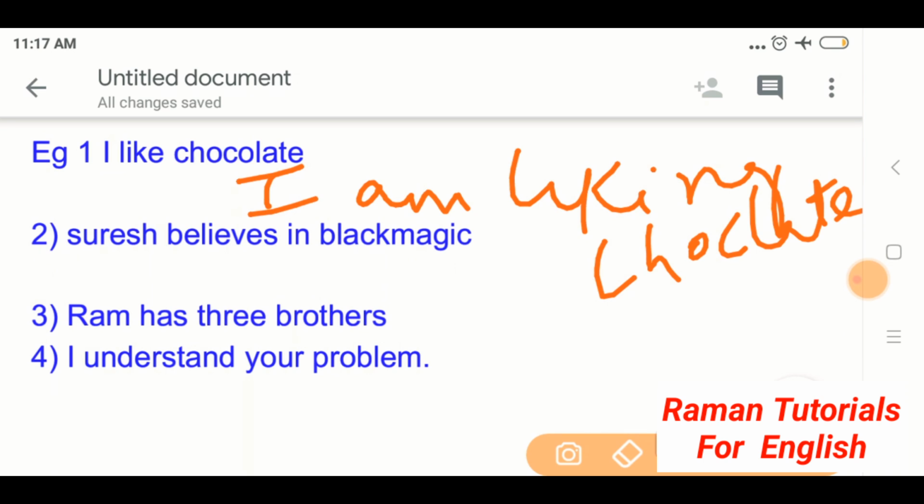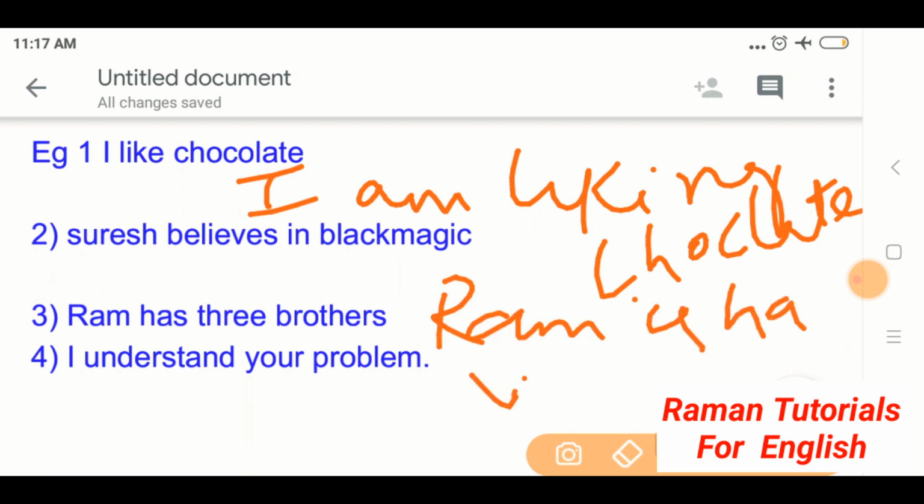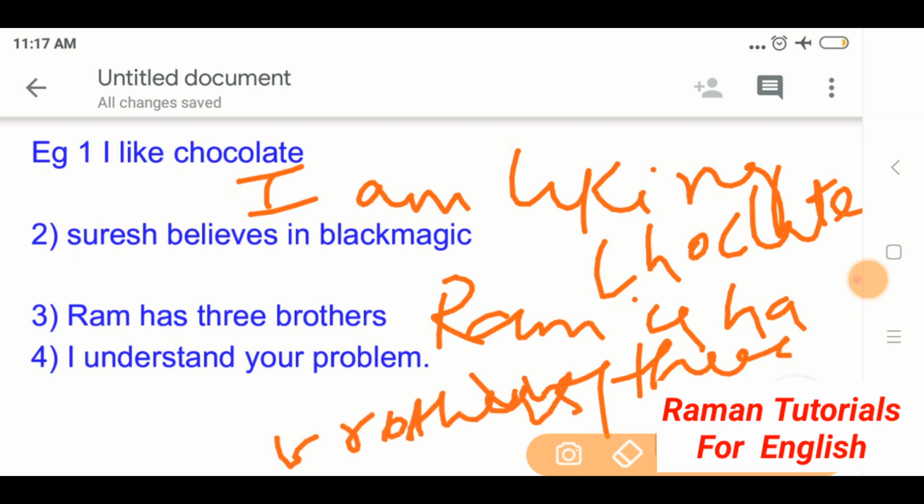Suresh believes in black magic. So you cannot say Suresh is believing in black magic or Suresh was believing in black magic. And Ram has 3 brothers. It is wrong to say Ram is having 3 brothers. I understand your problem. If you say I am understanding your problem, it's wrong. The statement is wrong because stative verbs should be used only in simple tense and cannot be used in continuous tense.